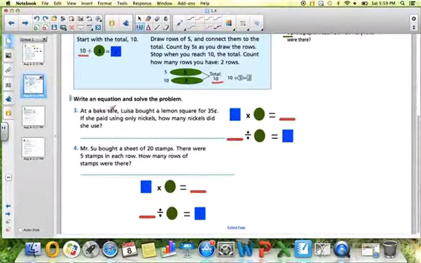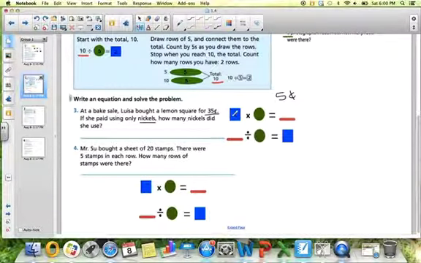So number 3, at a bake sale, Louisa bought a lemon square for 35 cents. If she paid only using nickels, how many nickels did she use? So we know that the product was 35 cents. And she paid using nickels. Well, a nickel is 5 cents. I sure hope you all know that. And so, how many nickels did she have to buy it?